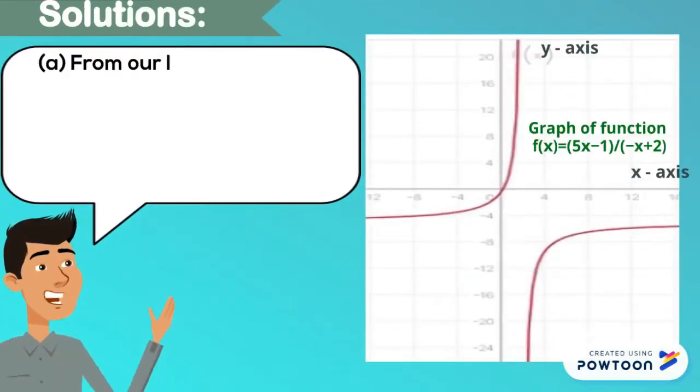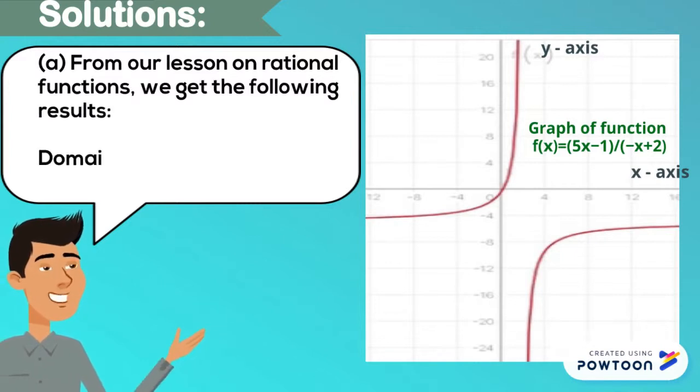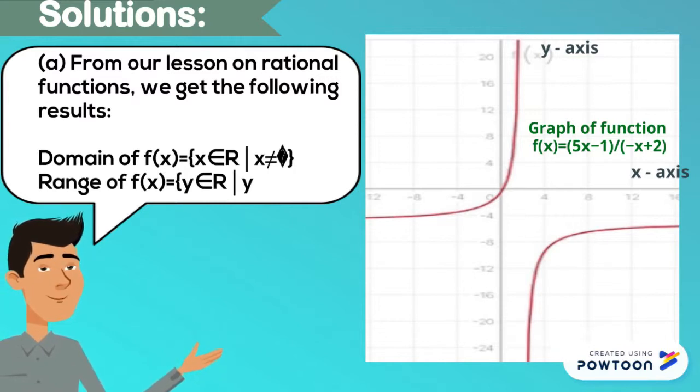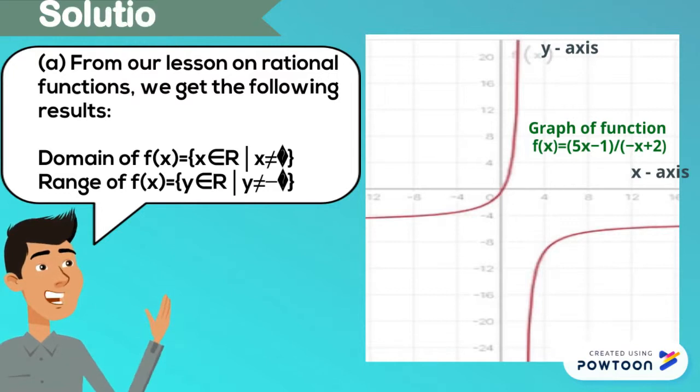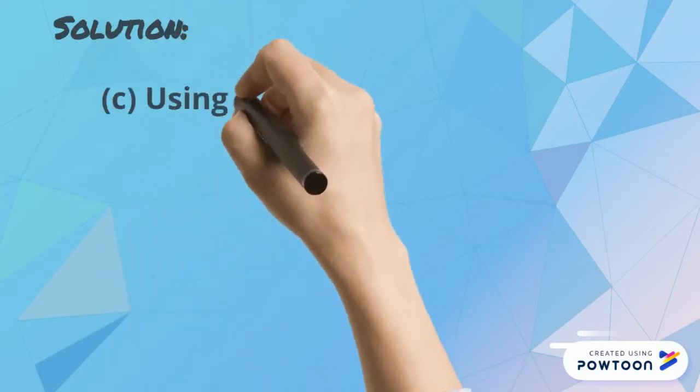Solutions. A. From our lesson on rational functions, we get the following results. Domain of f of x is x is an element of R such that x is not equal to 2. The range of f of x is y is an element of R such that y is not equal to negative 5. So as you can see in the graph on the right side.